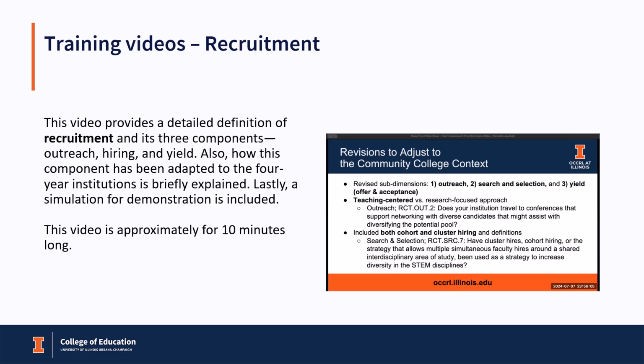We also adjusted questions accordingly, such as the seventh question under the search and selection subdimension of the recruitment section. Quote, "Have cluster hires, cohort hiring, or the strategy that allows multiple simultaneous faculty hires around a shared interdisciplinary area of study been used as a strategy to increase diversity in STEM disciplines," end quote.